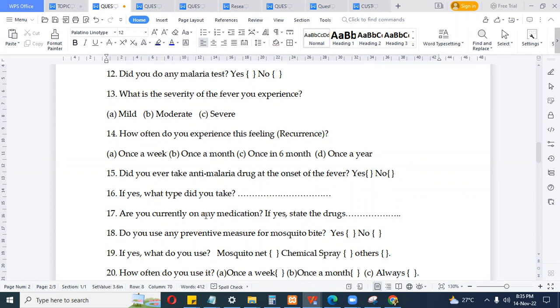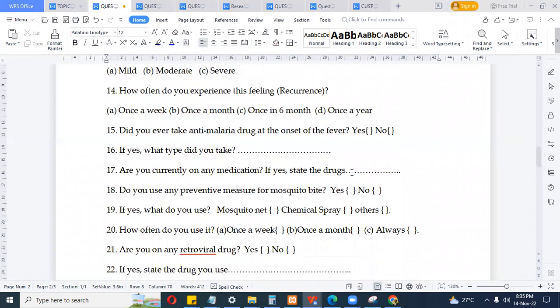So are you currently on any medication? If yes, state the drugs. Okay, this is good. So it might also be good for you to provide a heads up because the person might not remember the drug, but if you list some popular drugs and then use other, it will help them so that you can also do your frequency tables.